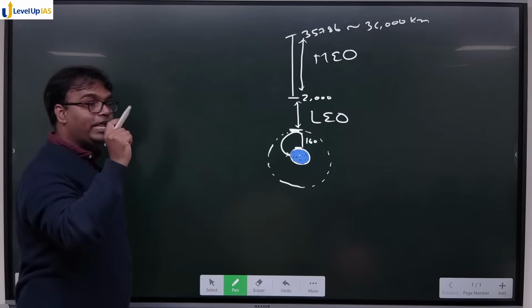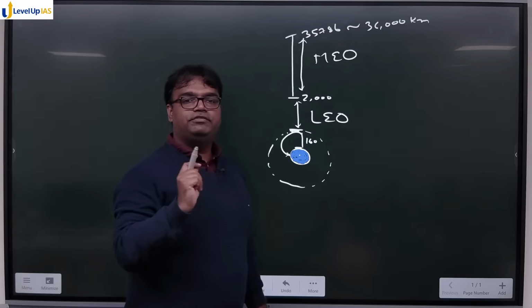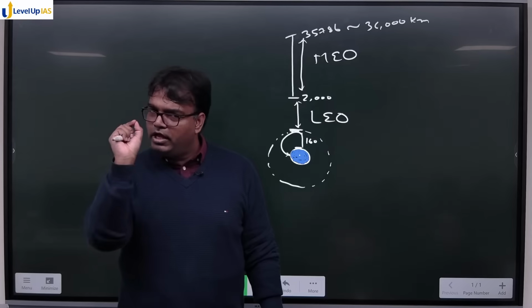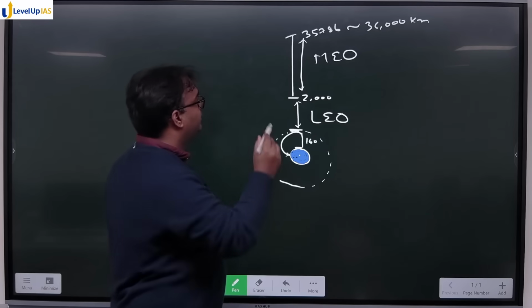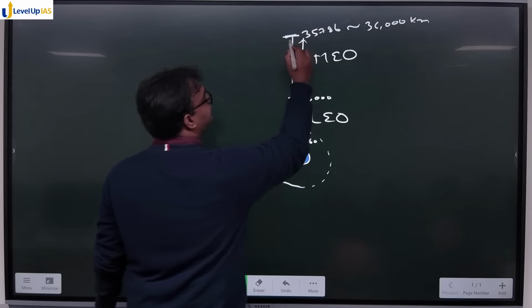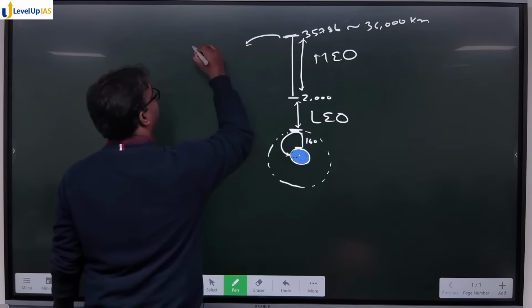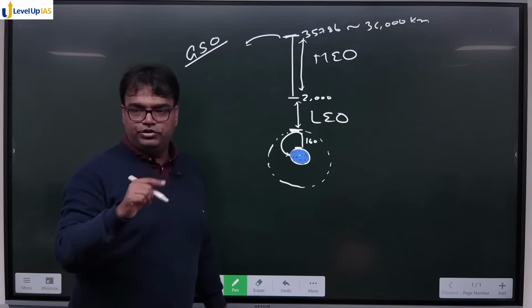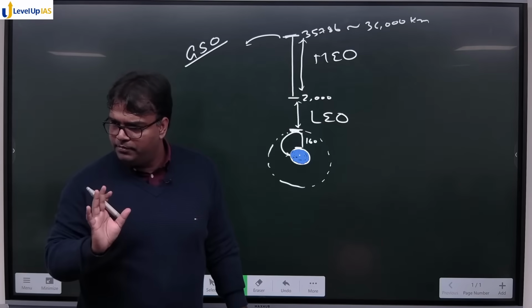The height of exactly 35786 kilometers. The exact height है ना. That particular height only. This exact height of 35786 kilometer is called geosynchronous orbit. Geosynchronous orbit. Notes में लिखा हुआ है.